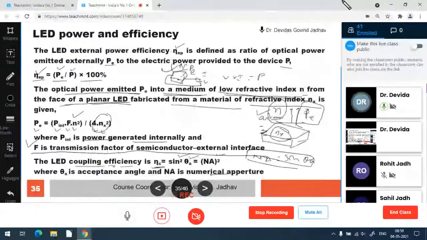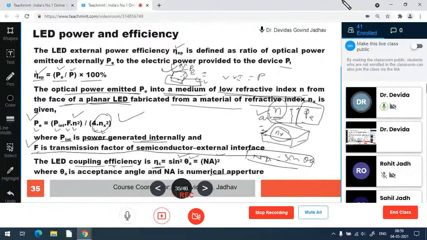And external power efficiency is PE upon P, where PE is the emitted optical power and P is the electrical power supply. Also, the emitted optical power can be given as P internal F n square upon 4 nx square, where P internal is the power generated internally, internal to the crystal structure, and F is the transmission factor of the semiconductor external interface.